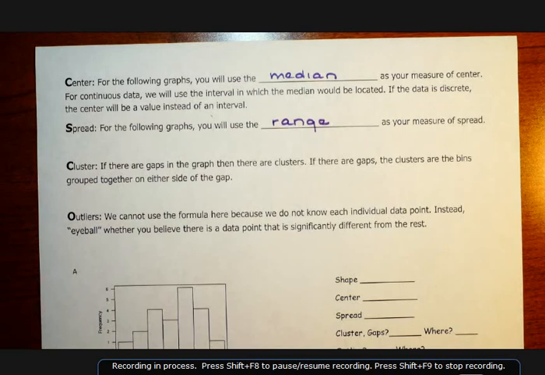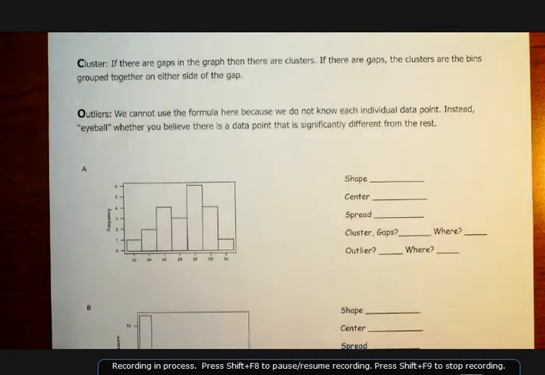Clusters appear if there are gaps in the graph. If there are gaps, then the clusters are the bins grouped together on either side. And finally, we have our outliers. In a histogram, especially if the data is continuous, we cannot use the formula to figure out what each individual data point is. So instead, we're going to eyeball whether or not we believe there to be an outlier, something that's significantly different from the rest of the data. So for example, you can see in histogram A that this is going to be discrete data. And the reason we know this is because the graph on the x-axis is giving us midpoints.